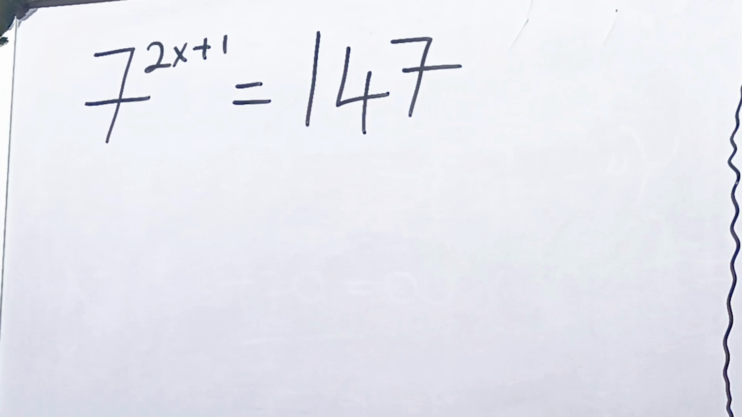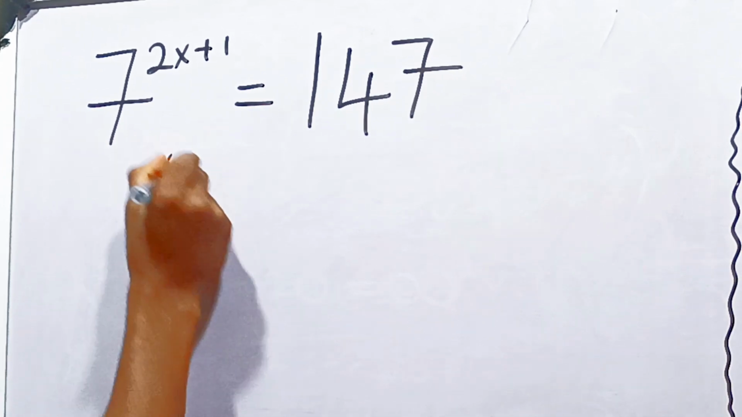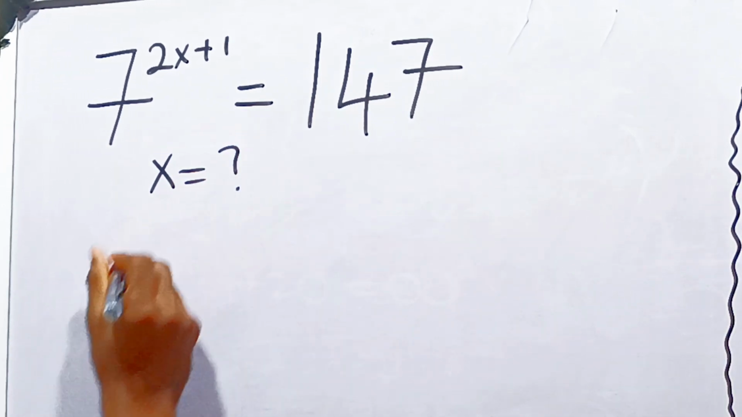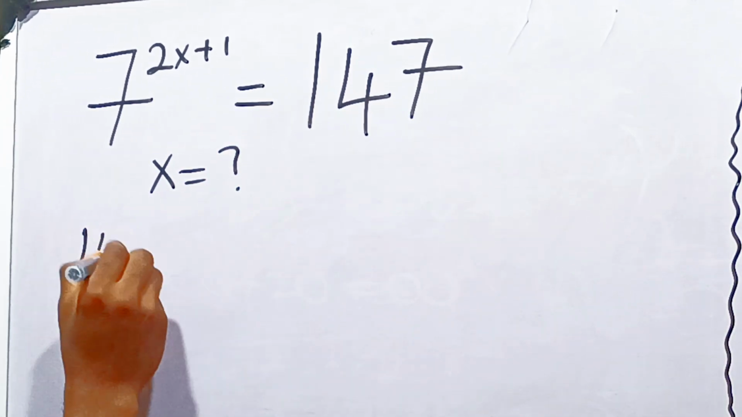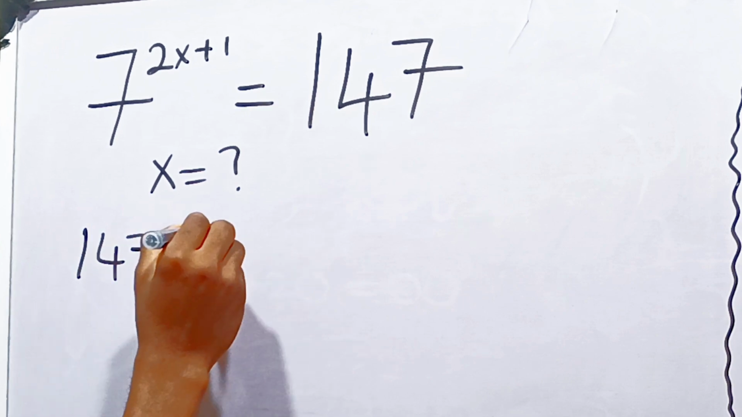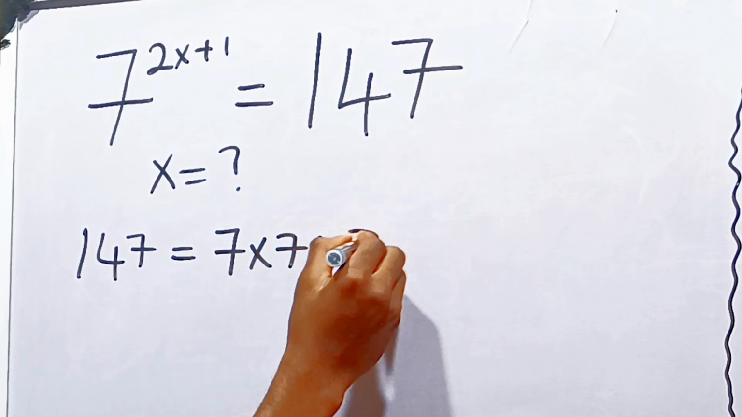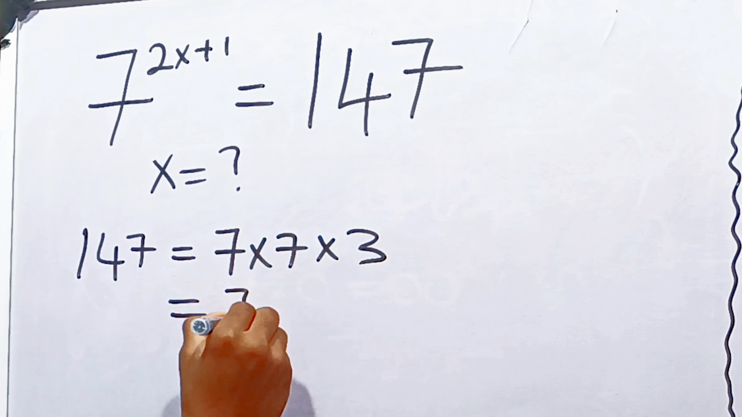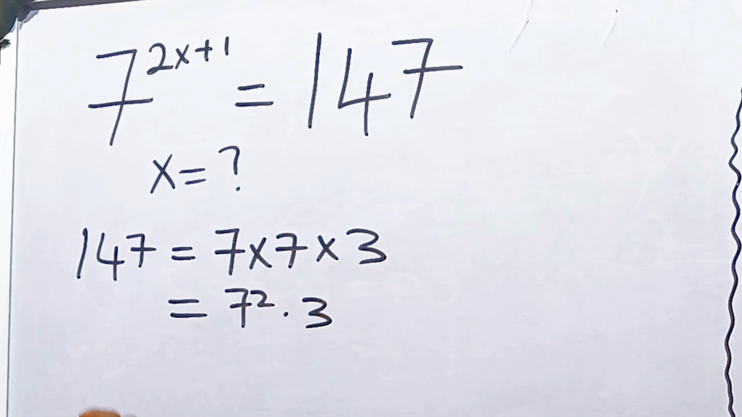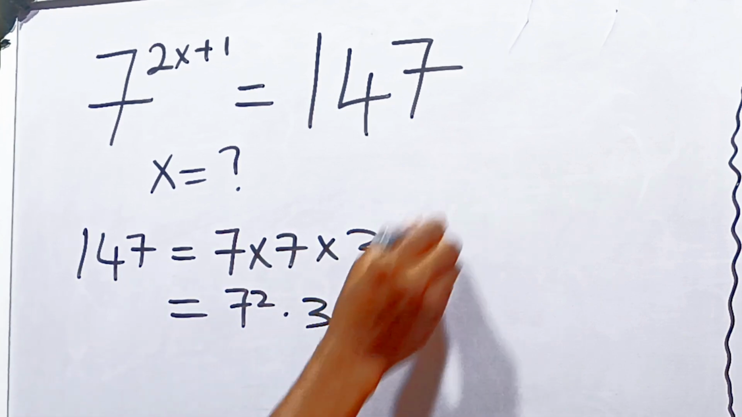Let's solve this together. You say 7 raised to the power of 2x plus 1 is equal to 147. We're going to solve for x in this question, okay? Now, the first thing we can do here is to say that 147 is equal to 7 times 3. This is equal to 7 squared multiplied by 3. You can go ahead and substitute this here.